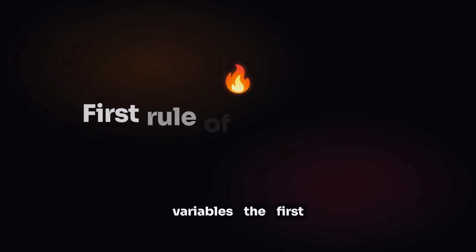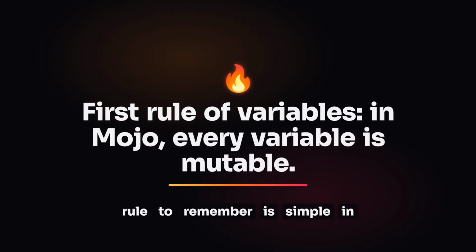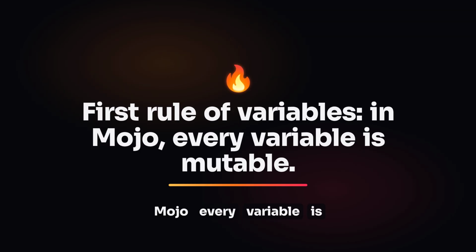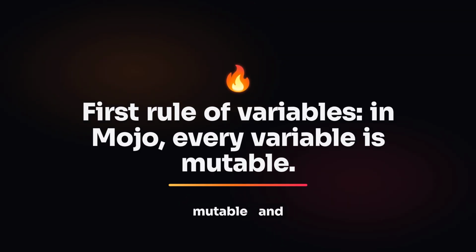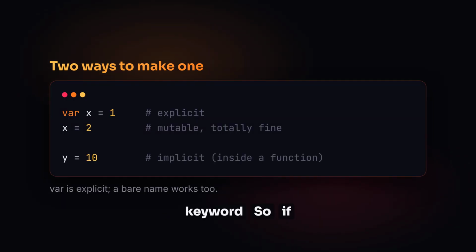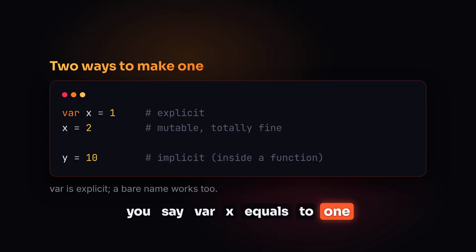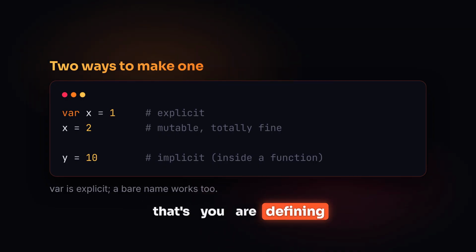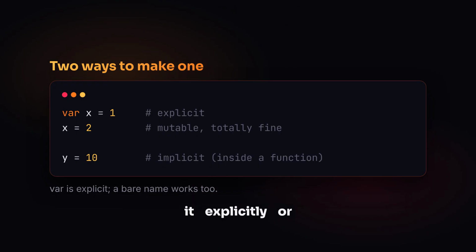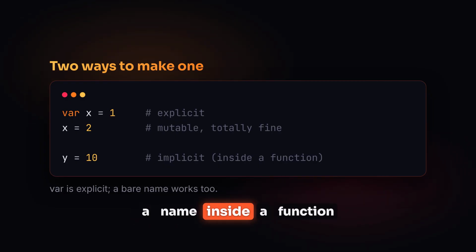First, variables. The first rule to remember is simple. In Mojo, every variable is mutable. And you have 2 ways to make one. Explicitly with the var keyword, so if you say var x equals 1, you are defining it explicitly, or implicitly, just by assigning to a name inside a function.